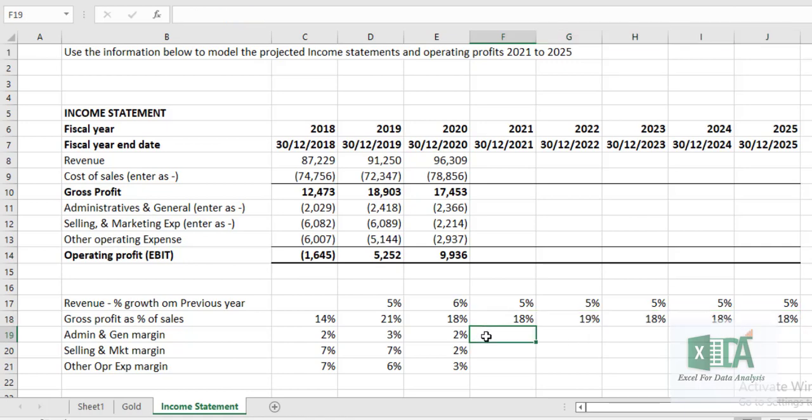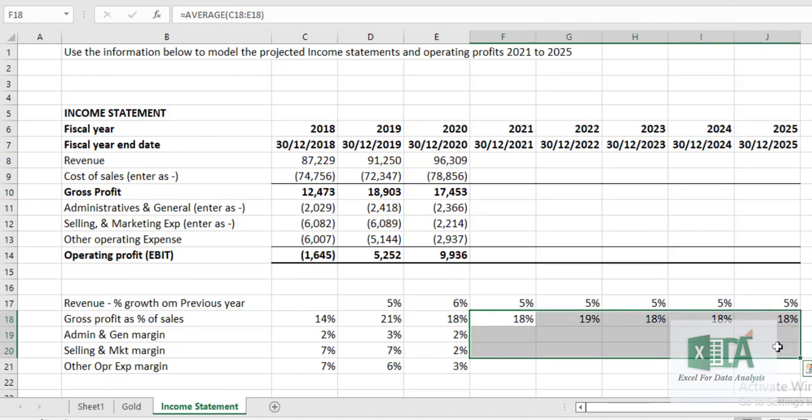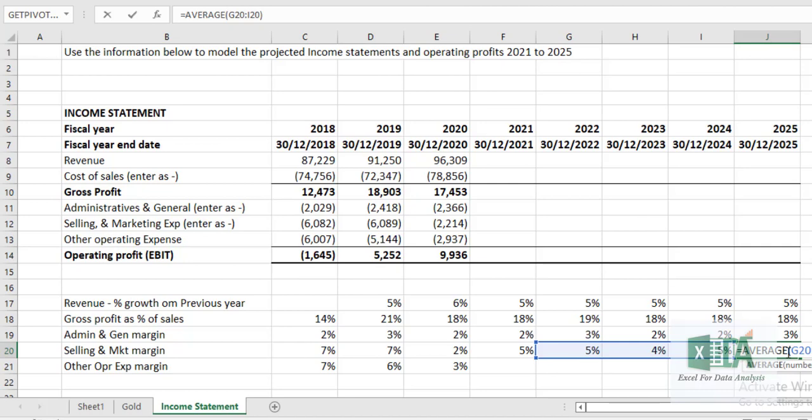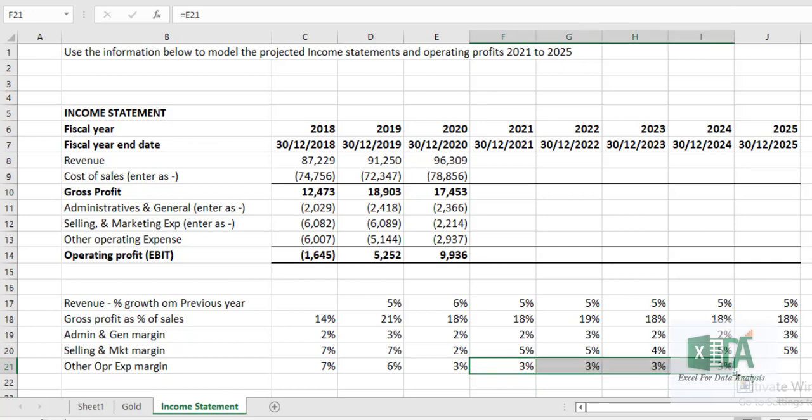So also we have here for all these years, let's say we want to maintain 2%. Okay, let's find the average here. Control D, copy it down. That is the average. We can use the average of the last 3 years, or we can also use the average of the last 2 years, like in this case. So here we want to maintain 3%. Let's maintain 3%. We don't want an increment in the percentage of other operating expenses.